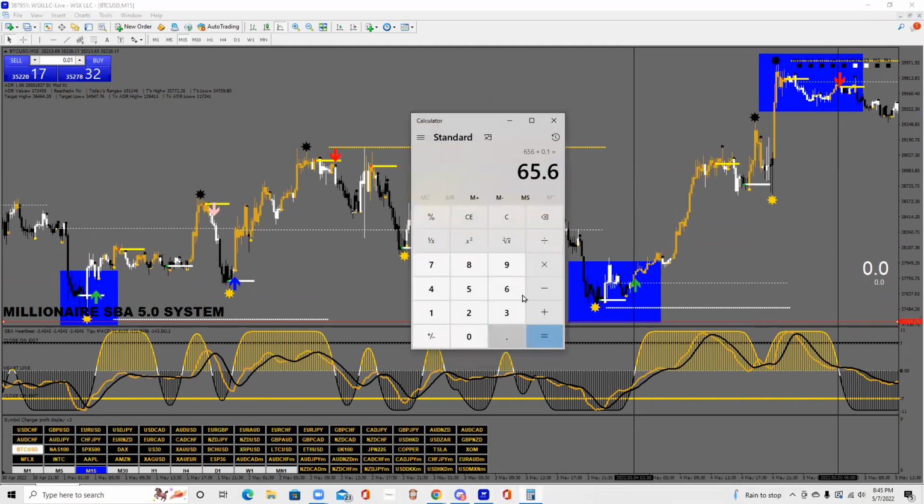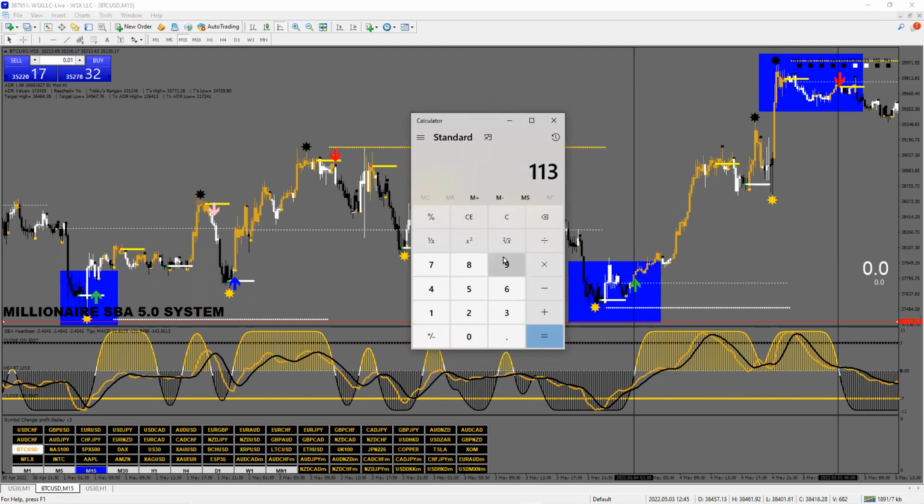Okay. Even at 10 cents, that's a good trade. 1,139 pips times 10 cents. You just made $113 and didn't get faked out by the brokers right here because you know what you're doing, because you got the SBA. That same trade, if you're doing 0.1, you just made $1,139. If you're doing a standard, hold on to your chairs, $11,390.